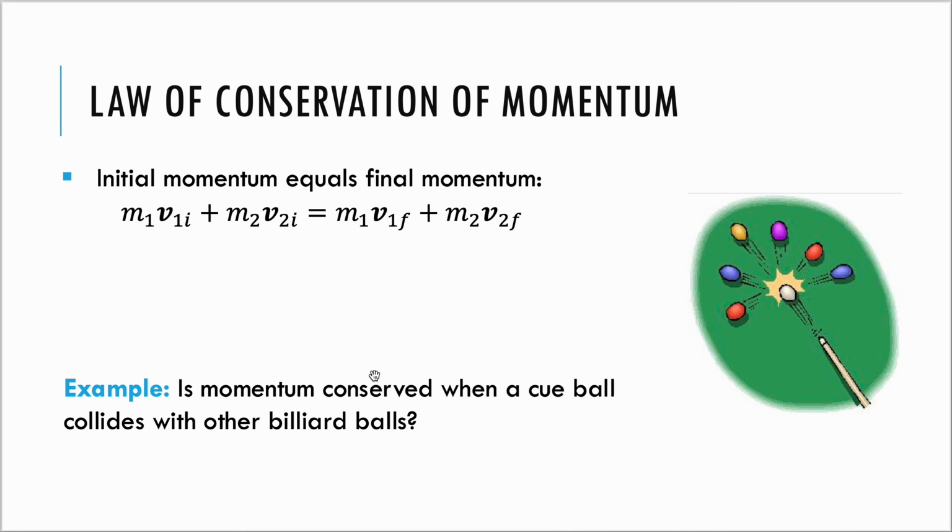Is momentum conserved when a cue ball collides with other billiard balls? So the answer is yes. When that ball is colliding, all the forces are internal to the system. We ignore any friction on the table. There's no external force during that collision.